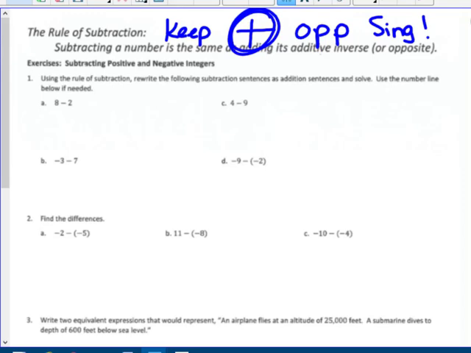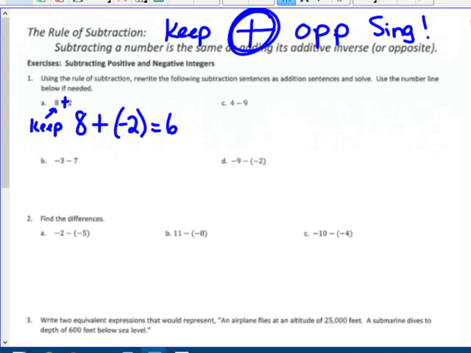So this is what it looks like. Keep the 8. Change that subtraction to adding. That's a positive 2 right now. I'm going to add negative 2. Well, we know 8 take away 2. All of our life has been 6.